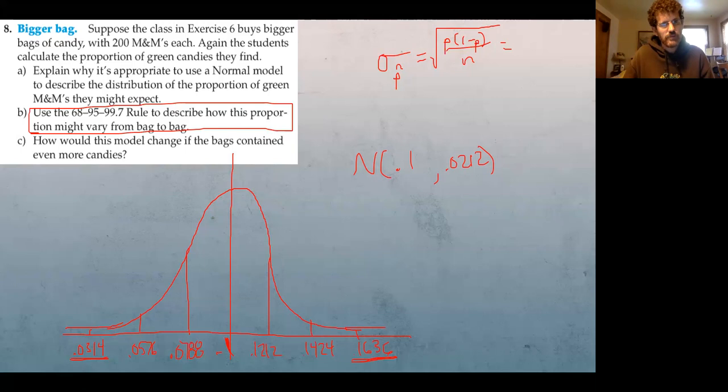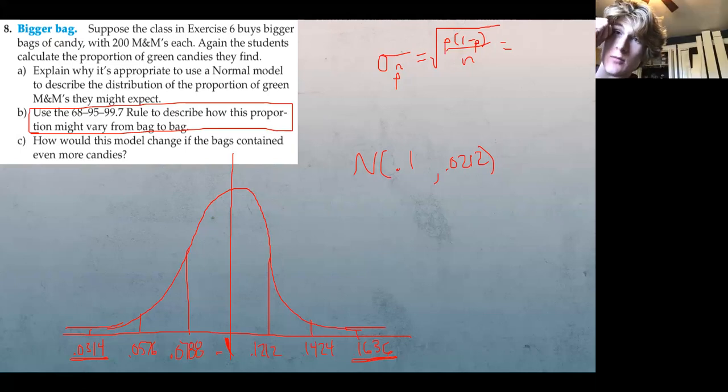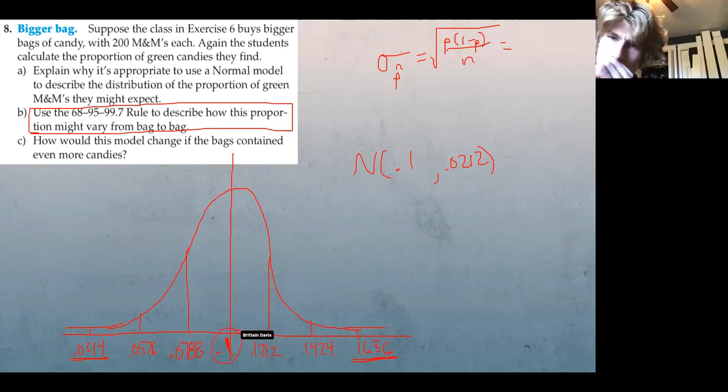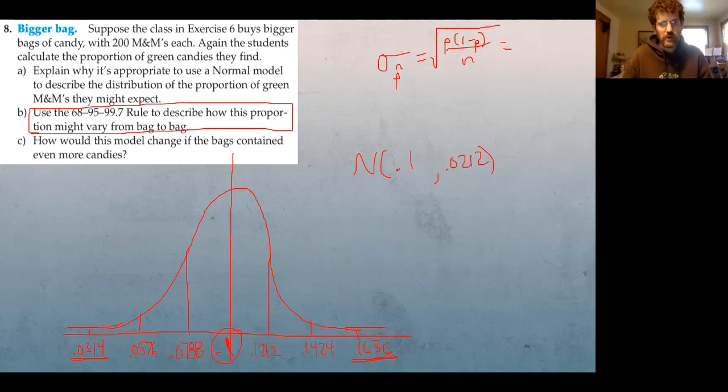So how would this model change if the bags contained even more candies? What do we think? Would the sample mean get closer to the population mean? That's a good thought. It should theoretically be the same no matter what. So our sampling distribution mean should be at 0.1 no matter how big the sample size is, if we get enough samples.